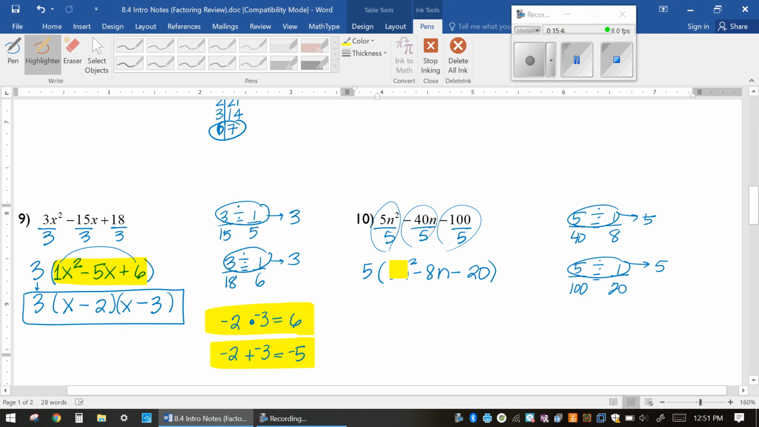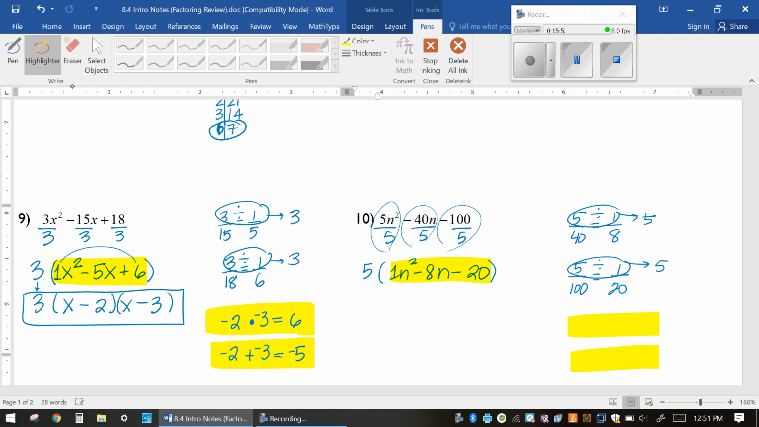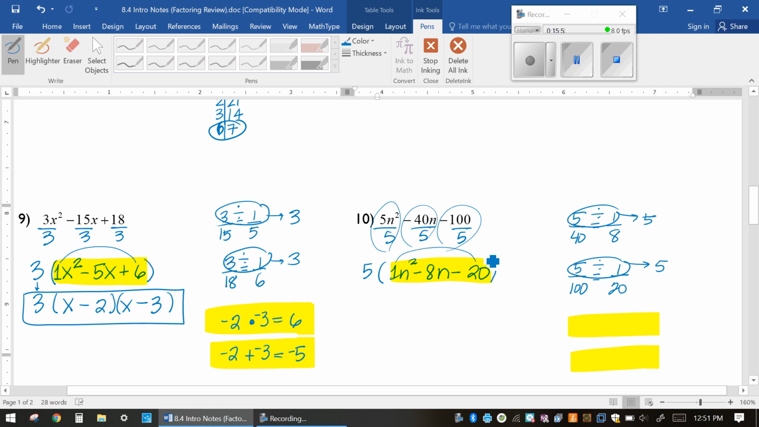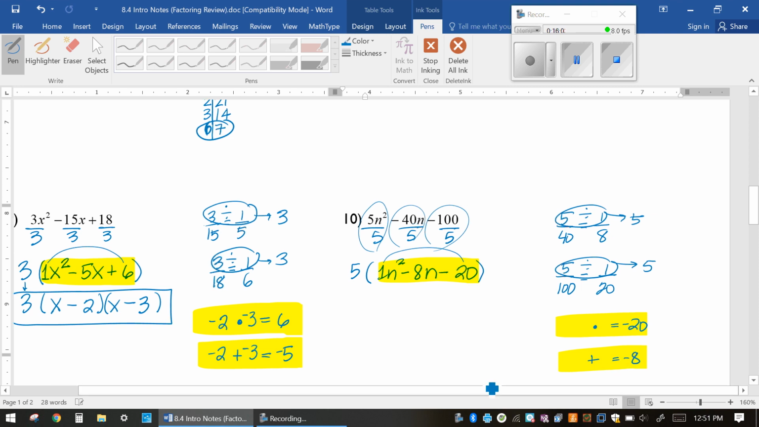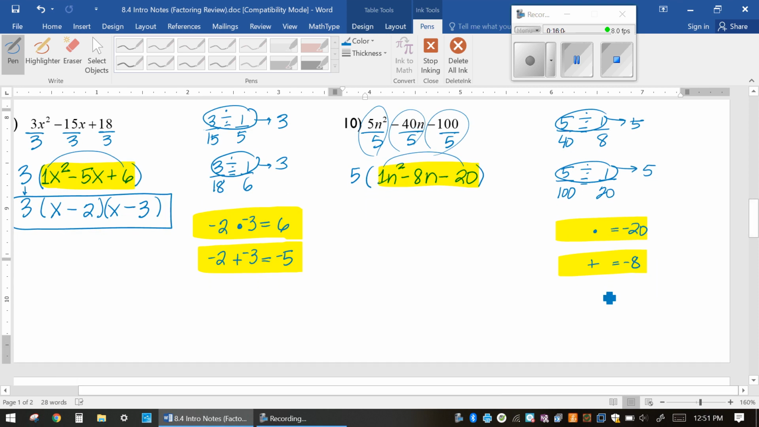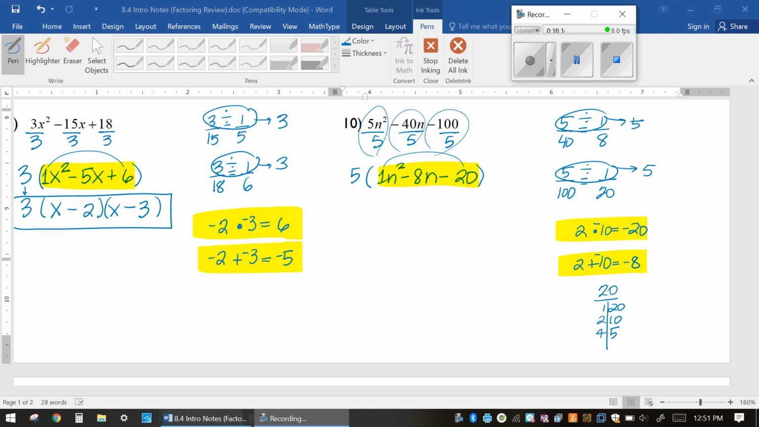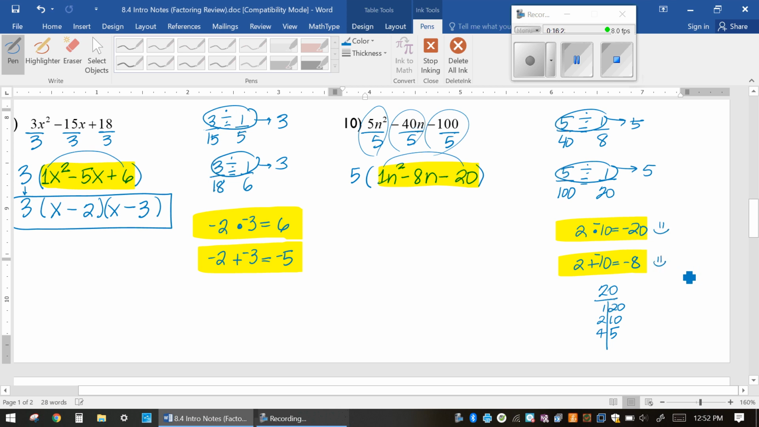If you notice, we have a quadratic trinomial left inside the parentheses, so I have to check to see if there are two numbers that multiply to -20 and add to -8. So take a minute, pause the video, list all the factors of 20, and see if this is possible. Unpause the video when you're ready. The two numbers that work are 2 and -10. 2 times -10 equals -20, and 2 plus -10 equals -8.